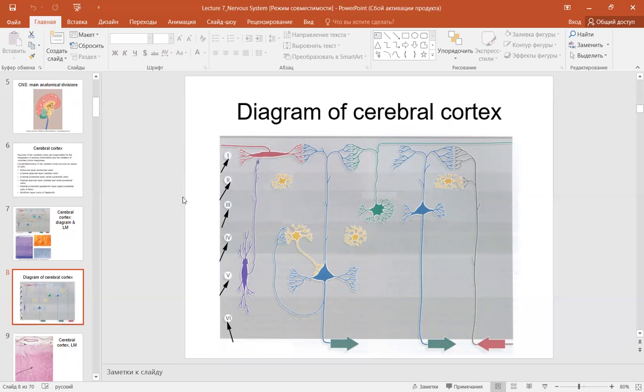Here you have an increased magnification of horizontal cells, stellate cells, pyramidal cells, cells of Betz, fusiform cells, and cells of Martinotti.